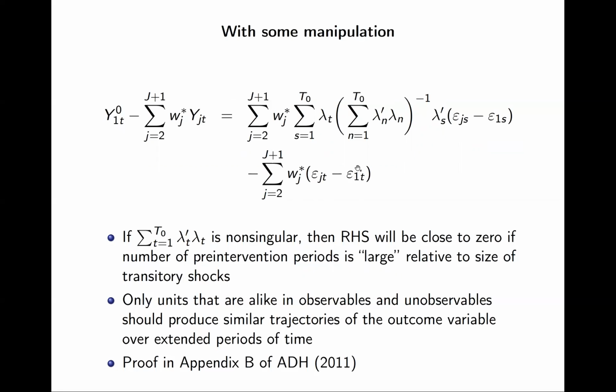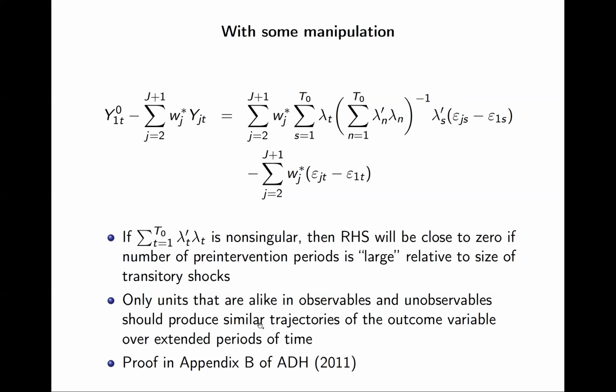So this is the treatment group unit. This is the donor pool. This is the treatment group unit. This is the donor pool. You need these to be zero, right? If these are zero, then there's no difference between our treatment group in the control group period and our control group units in the control group period. So if lambda prime lambda is non-singular, then the right-hand side will be close to zero, if the number of pre-intervention periods is large relative to the size of the transitory shocks. So here are our transitory shocks here and here. And if it's very large, then the average over that epsilon, so long as it's a good fit, will be approximately equal to zero.